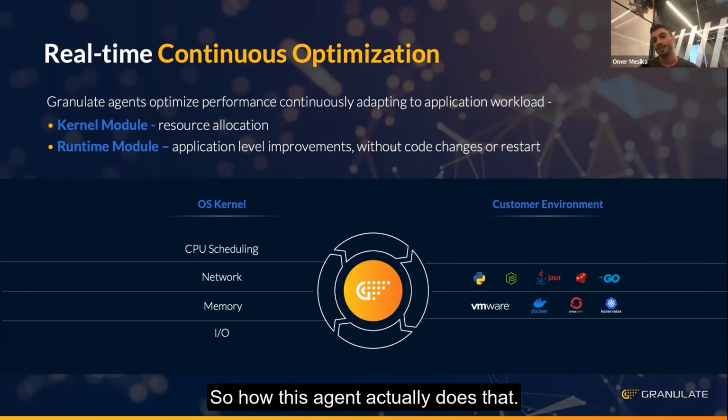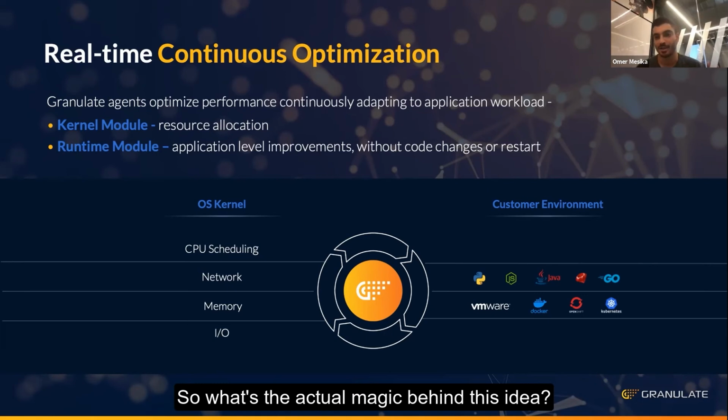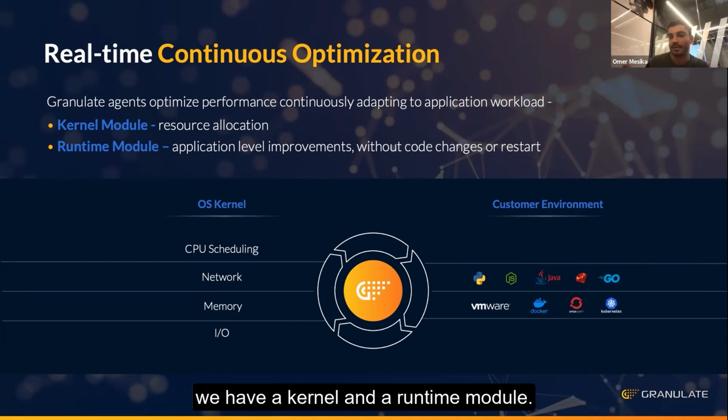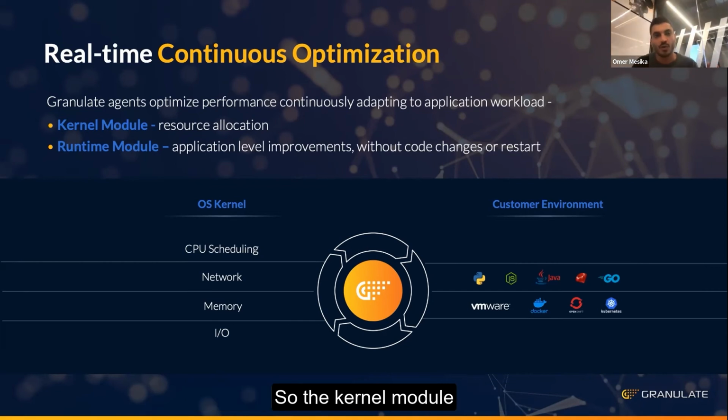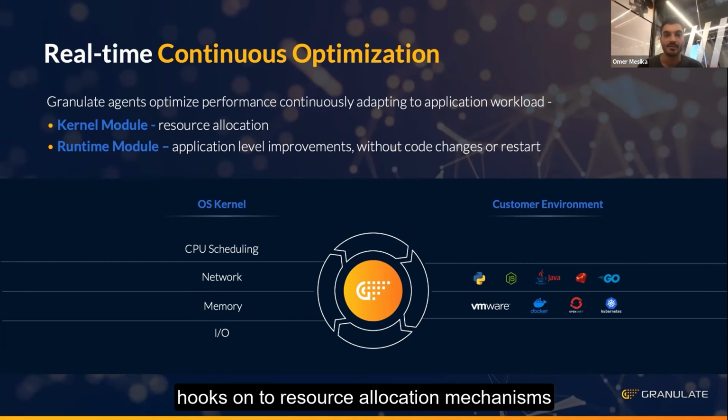So how does this agent actually do that? What's the actual magic behind this idea? First of all, we have two modules: a kernel module and a runtime module. The kernel module hooks onto resource allocation mechanisms at the kernel level: the CPU scheduler, network, memory accesses, IO, mutexes, and file descriptors. Basically, whatever executes a queue in order to allocate its resources.